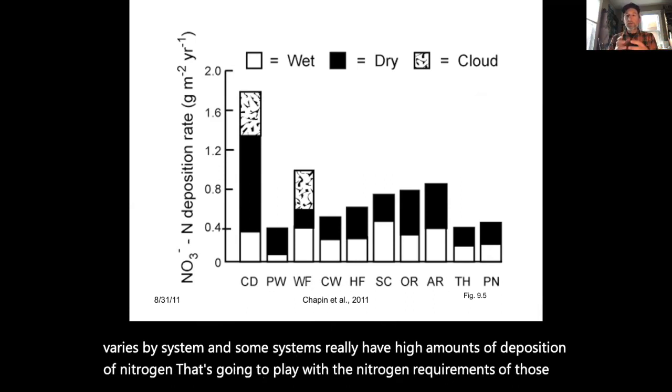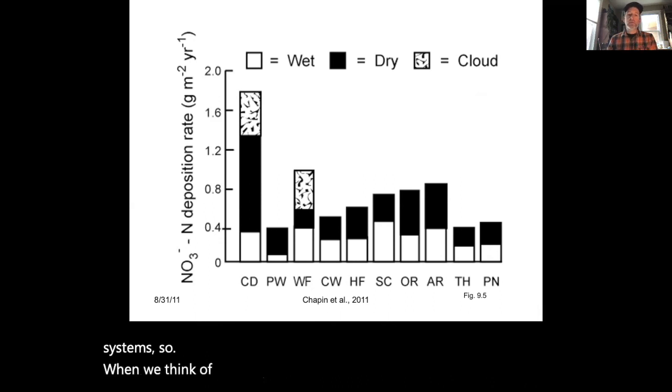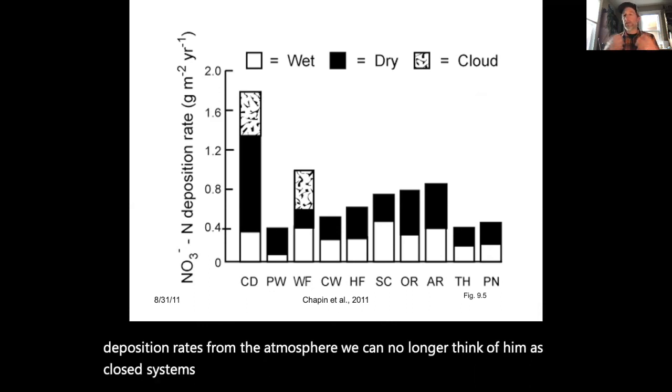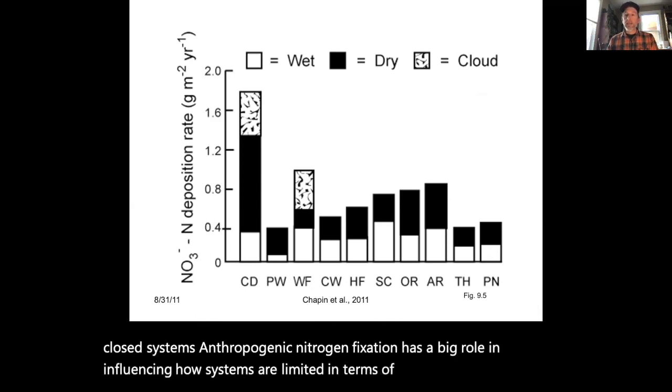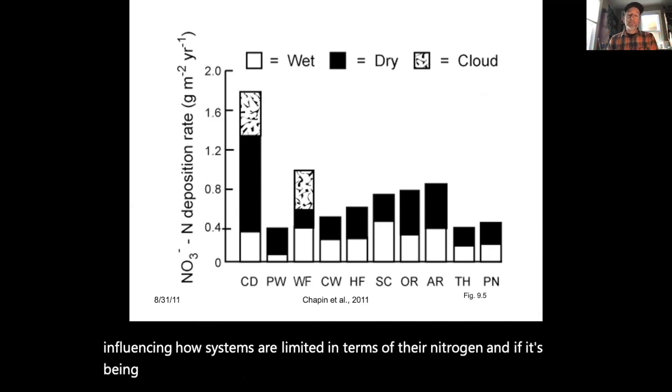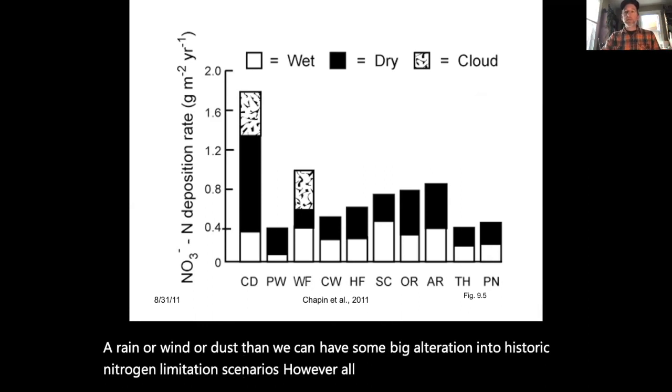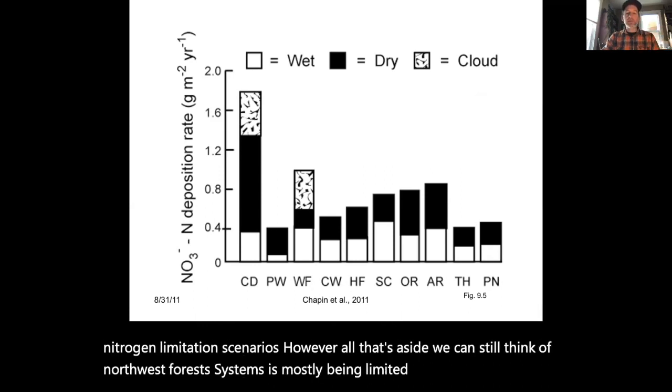So when we think of forest ecosystems anymore, especially with high nitrogen deposition rates from the atmosphere, we can no longer think of them as closed systems. Anthropogenic nitrogen fixation has a big role in influencing how systems are limited in terms of their nitrogen. And if it's being transported around via rain or wind or dust, then we can have some big alteration into historic nitrogen limitation scenarios. However, all that's aside, we can still think of Northwest forest systems as mostly being limited by nitrogen, but it's good to be aware of this stuff.